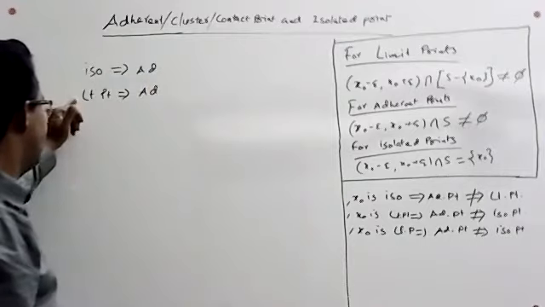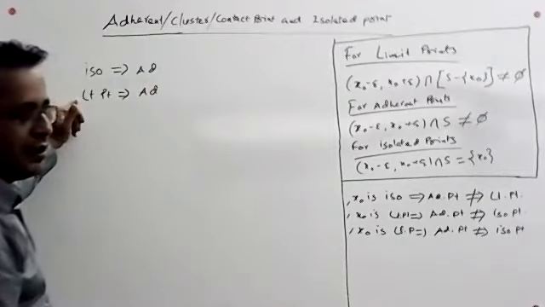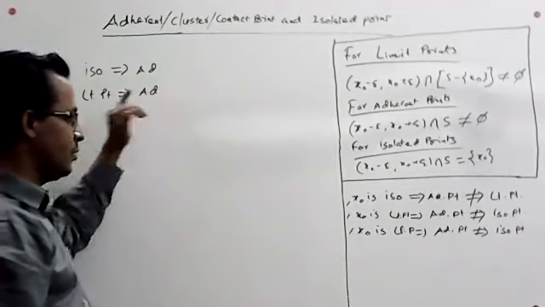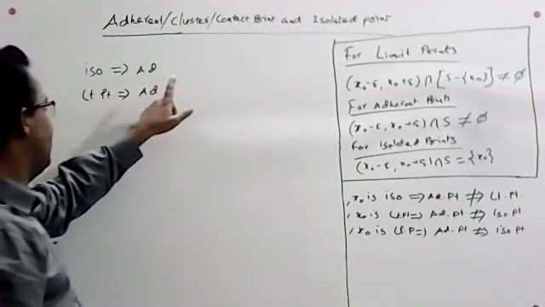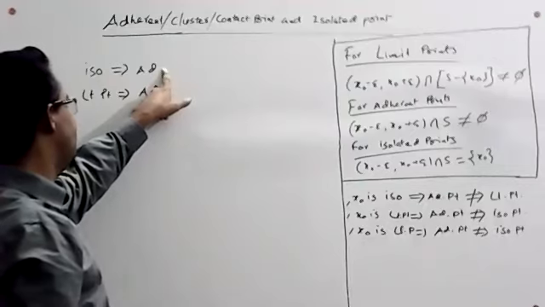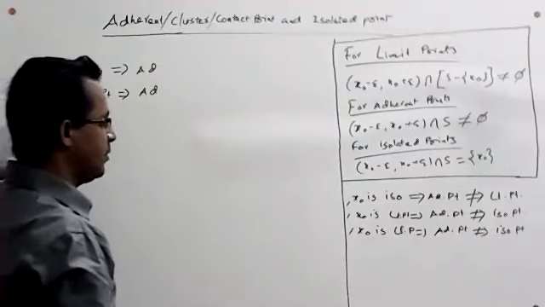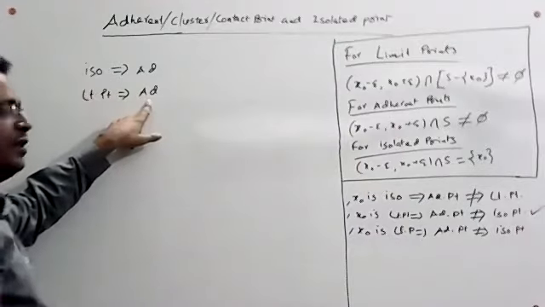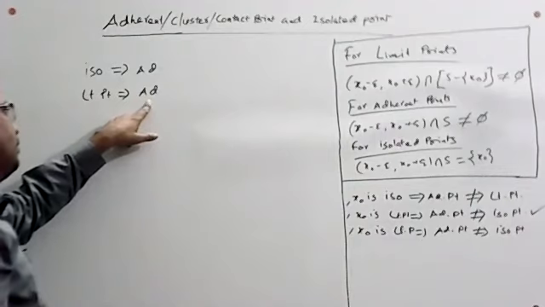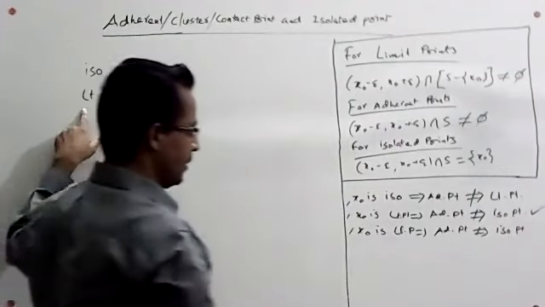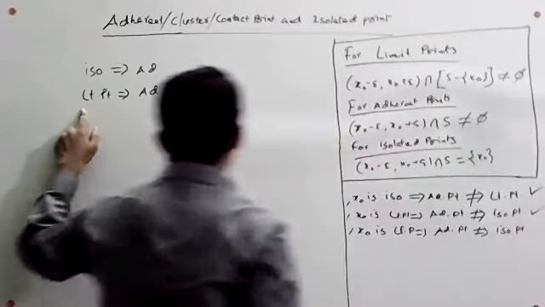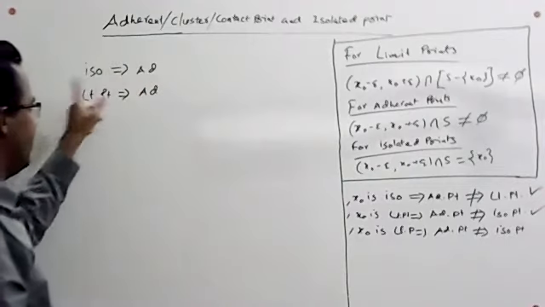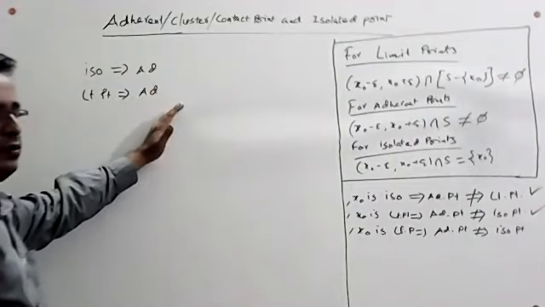If a real number is a limit point of a set, then this real number will also be an adherent point of this set. But if a real number is an adherent point of a set, this point need not be an isolated point of this set. Also, if a real number is an adherent point of a set, this point need not be a limit point of this set. So every isolated point is an adherent point. Every limit point is an adherent point. But the converse is not always true.